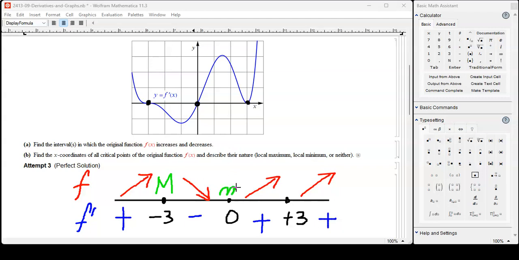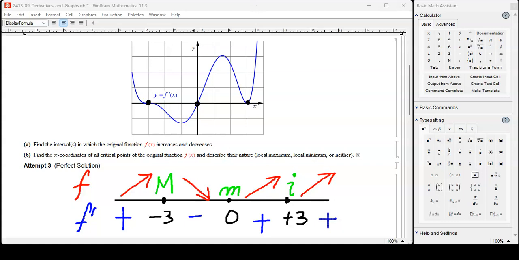Decreasing to increasing: this change gives me the local minimum, lowercase m for minimum. And increasing and keeps on increasing, with a bit of a pause, that's actually an inflection point, neither maximum nor minimum. And this diagram completely answers this problem, along with the justification.